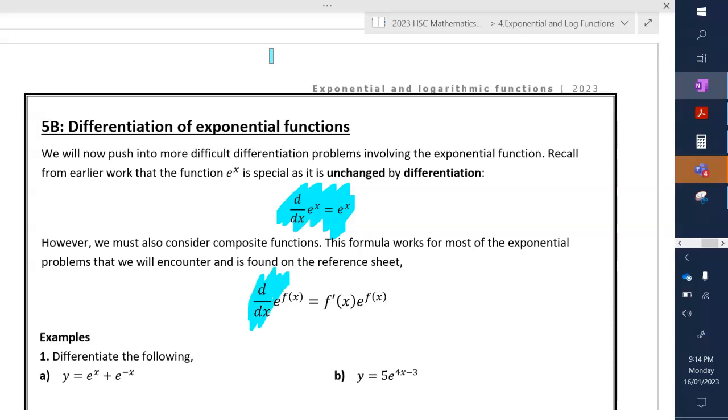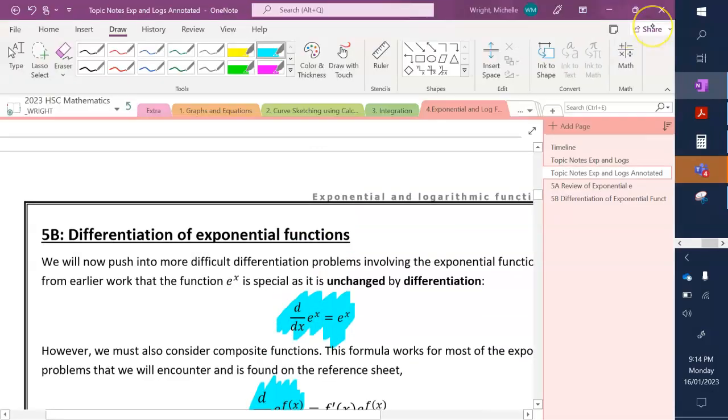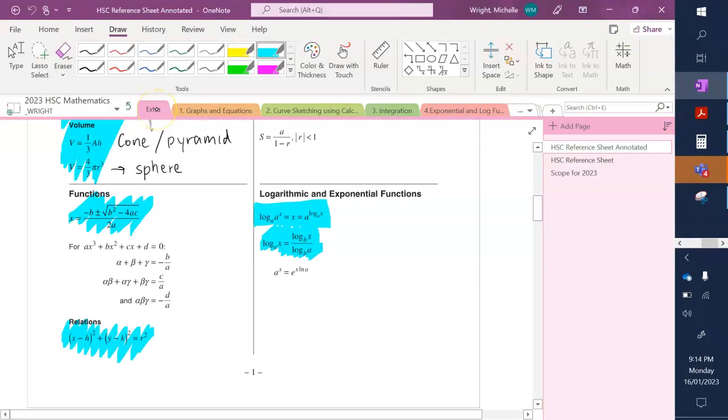The other thing that we learned in year 11 was when we differentiate e to another function, what we do is we differentiate our function, and that comes down to the front, and our e to the f of x stays the same. So let's just have a look at a few examples of that. But before doing that, let's just quickly jump over to the formula sheet and see what is on our formula sheet.